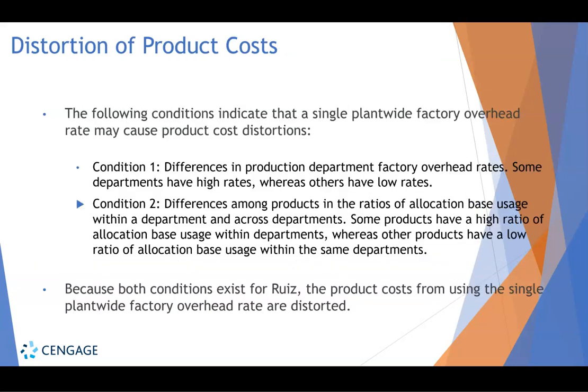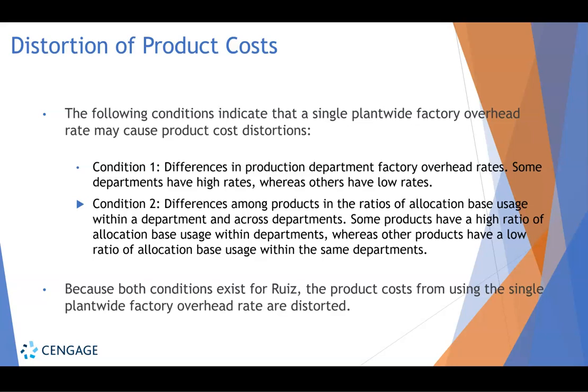The following conditions indicate that a single plant-wide factory overhead rate can cause these distortions. Differences in production department factory overhead rates: some departments have high rates, some have low rates. And differences among products in the ratios of allocation-based usage within a department and then across departments.